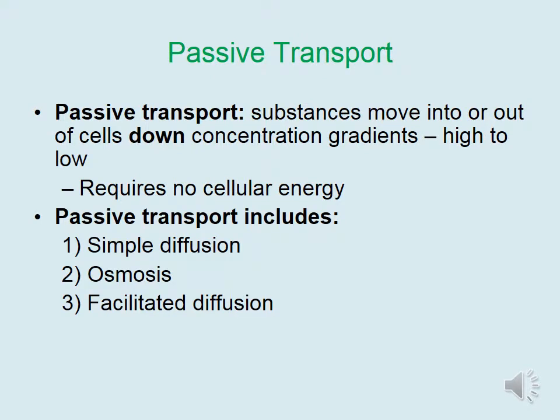We are going to start discussing different types of transport that cells use to move materials into or out of them. The first set of transport mechanisms includes passive transport. In this case, substances move either into or out of a cell down their concentration gradients, which means from a high to low concentration. This requires no expenditure of energy by the cell. Passive transport includes simple diffusion, osmosis, and facilitated diffusion.